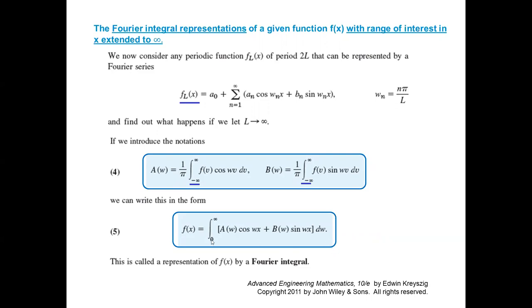Notice the integral is from zero to infinity. And also the integrand involves two functions. A of w and B of w are the two coefficients we need to put in to represent this Fourier integral for a given f of x.